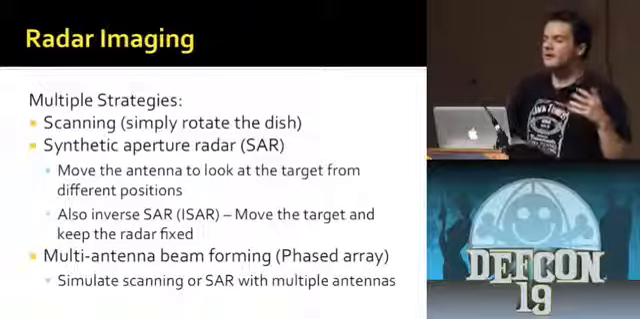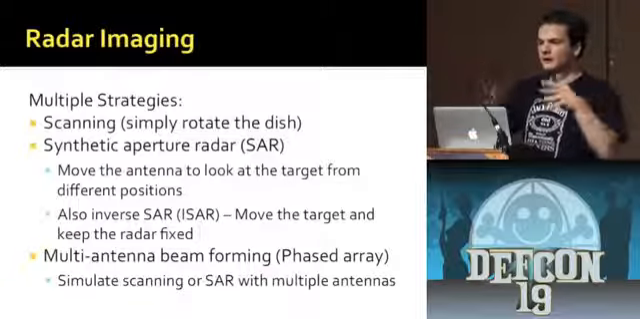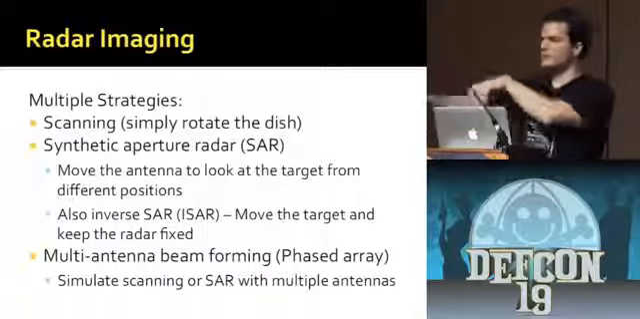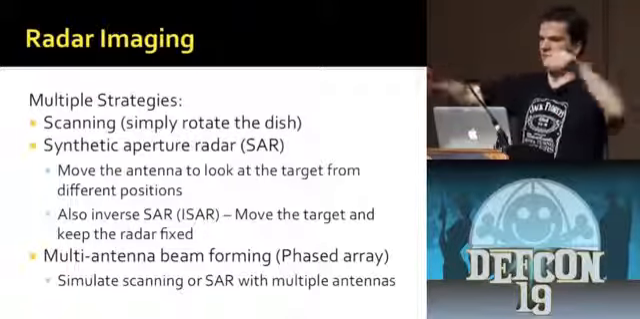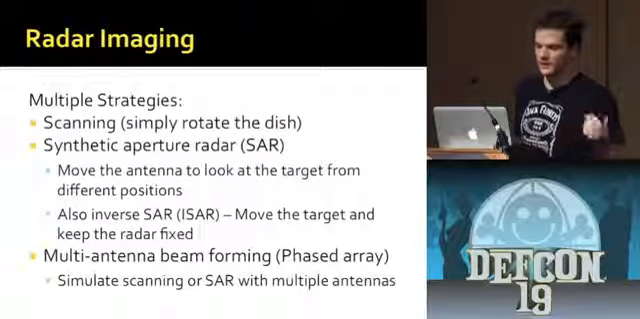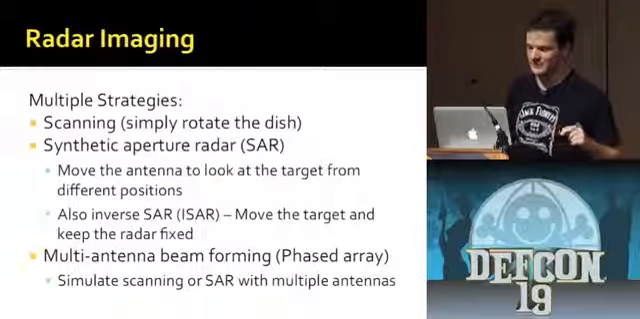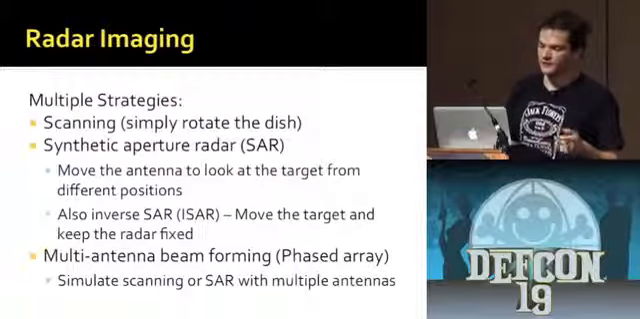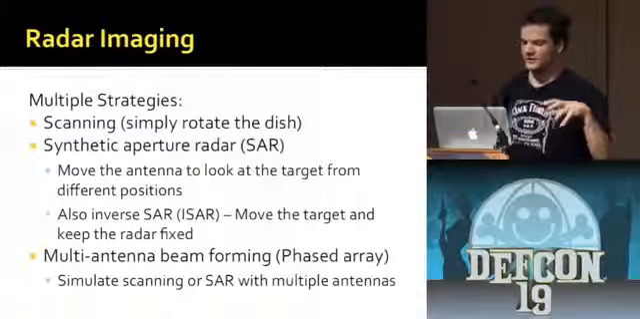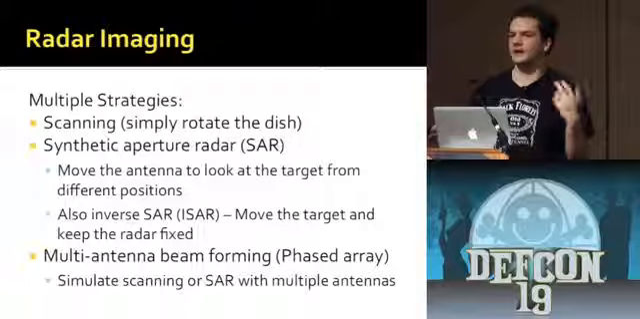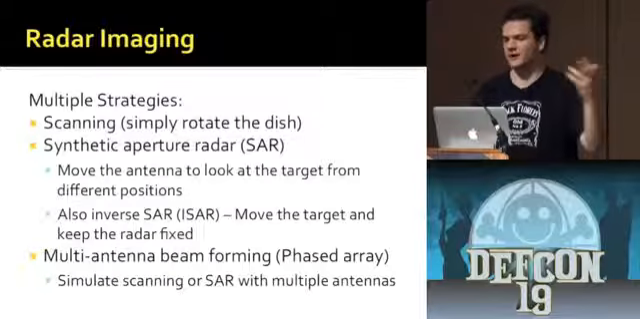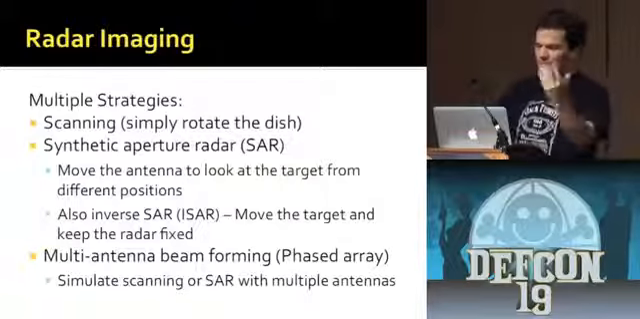But the idea is that you make it highly directional by simulating measurements from multiple places, and then you can combine all those measurements together and get a cross-range plot. I can't do that live right now, but I will show you some pictures of that. Another system is called inverse SAR, where you keep the radar fixed, but you move the target. This is if you want to get radar cross-section measurements of an aircraft or something. I'm not sure why you'd want to do that, but you know.